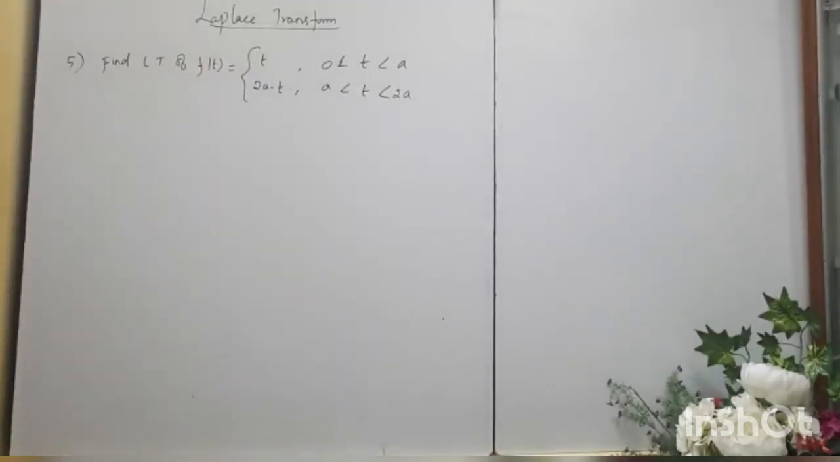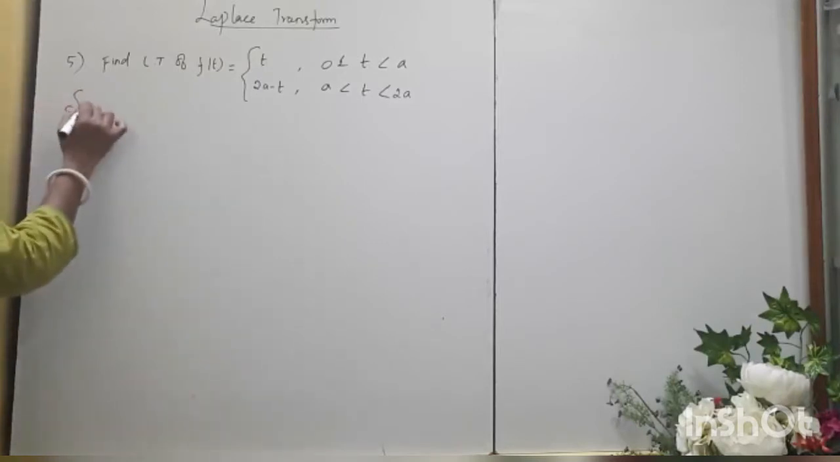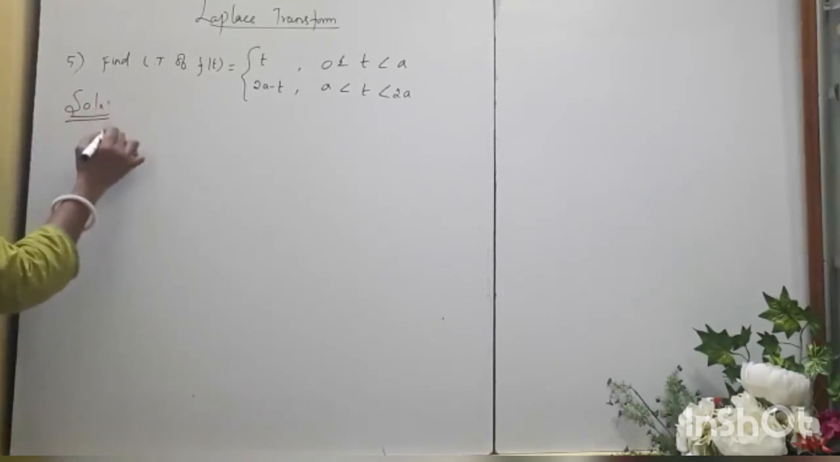Okay, next we are going to see the next problem. Find the Laplace transform of f of t equal to t for 0 less than t less than a, and 2a minus t for a less than t less than 2a. So now we are going to see the solution of this problem.